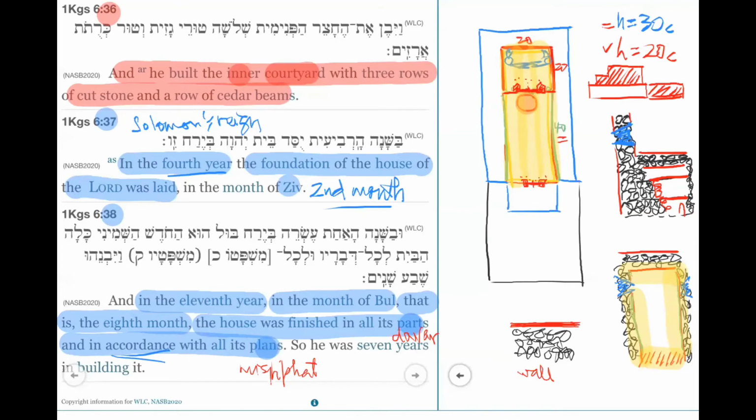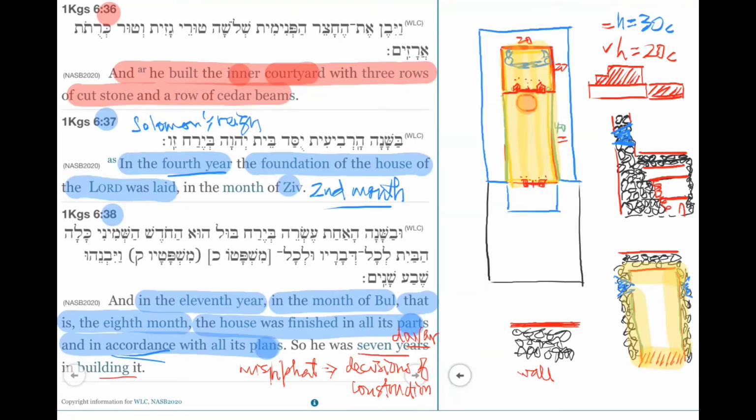In normal terms, mishpat would refer to justice. However, in this case, mishpat would refer to all the decisions of construction. Davar would be all the matters of the house, and all the mishpat, all the decisions that needed to be done of the pattern. And it was 7 years in building.